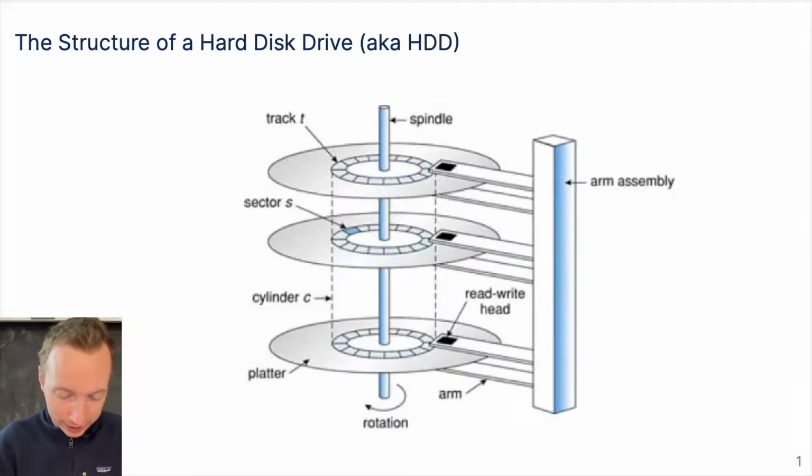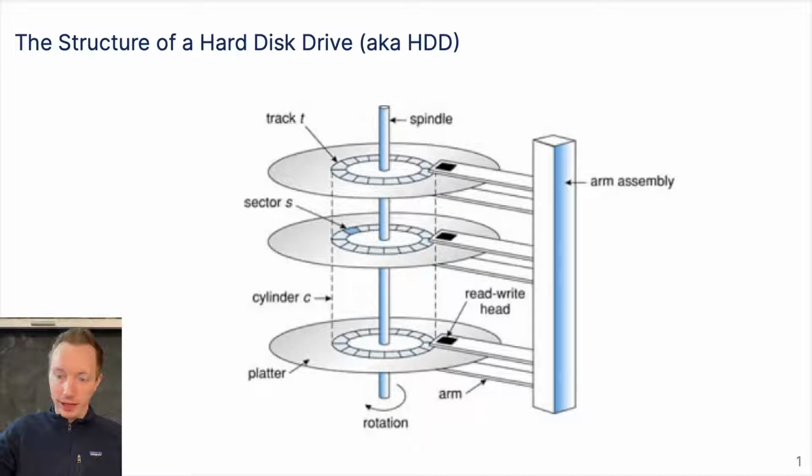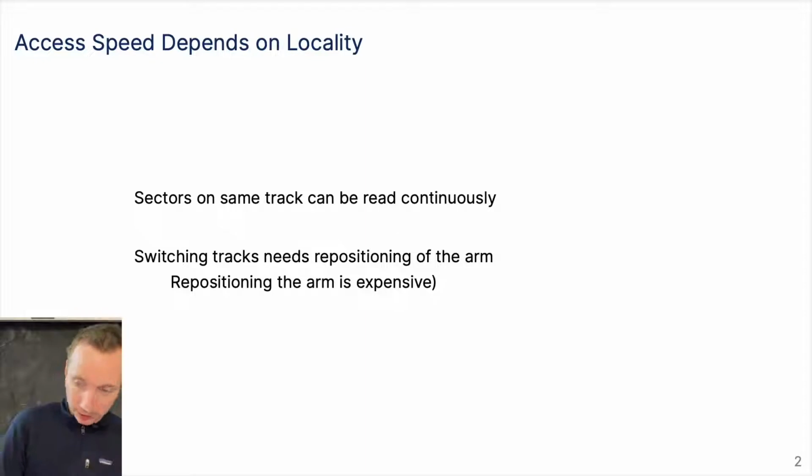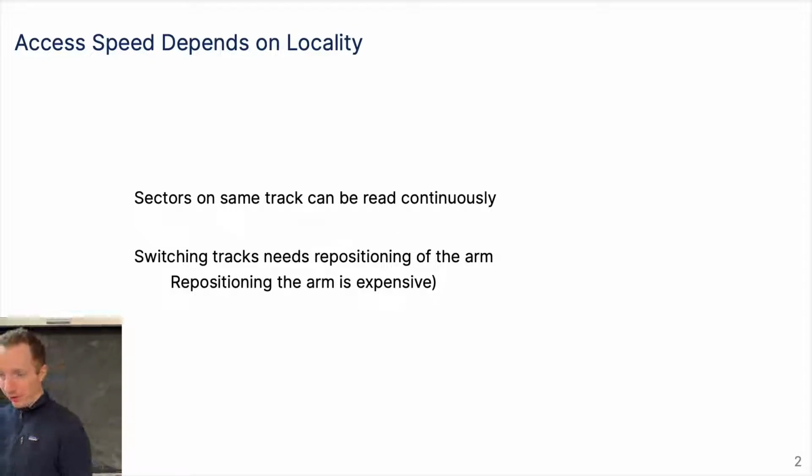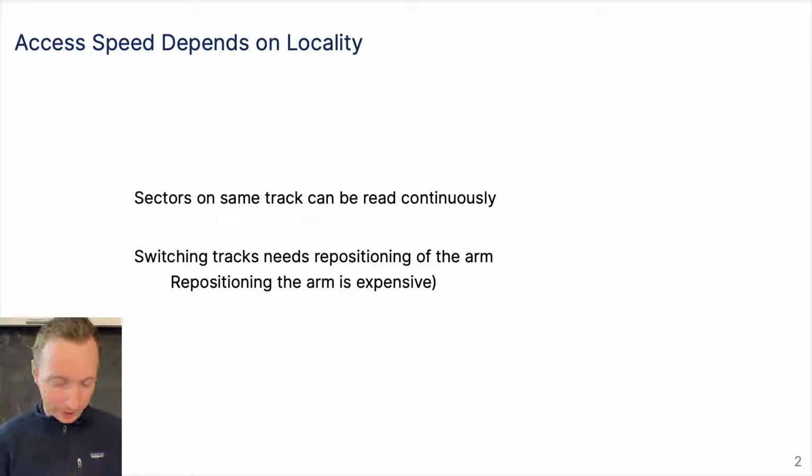But if your data is on another sector on a different track, well then the read-write head is going to have to move in and out, and it might be on the 180 side of the platter, so you're also going to have to wait for the disk to spin around and get to the sector that you want. So switching between tracks and repositioning that head is actually kind of slow, and repositioning the arm is also expensive.